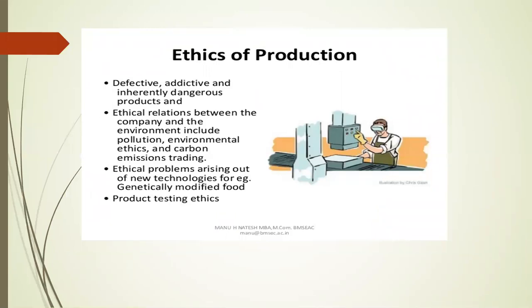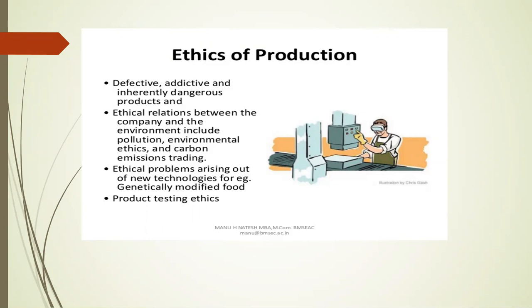So let us move to the next part, that is production. That is defective, addictive and inherently dangerous products. So we should avoid such kind of products. As I said, the contents of the product should be good, the quality of the product must be good, and the packaging, overall everything which is related to the product must be good and healthy, and for the benefit of the customers, they should consider each and everything when they are thinking about products.